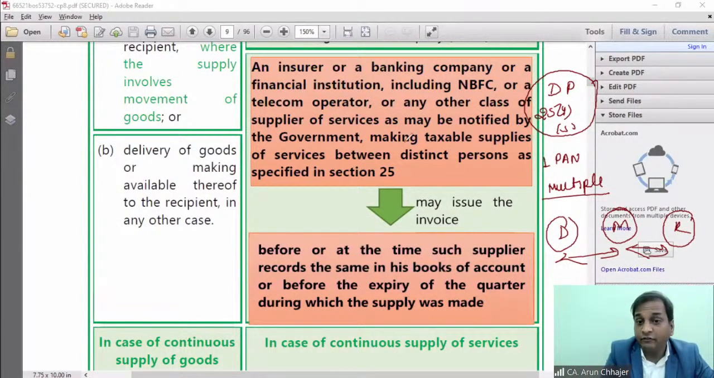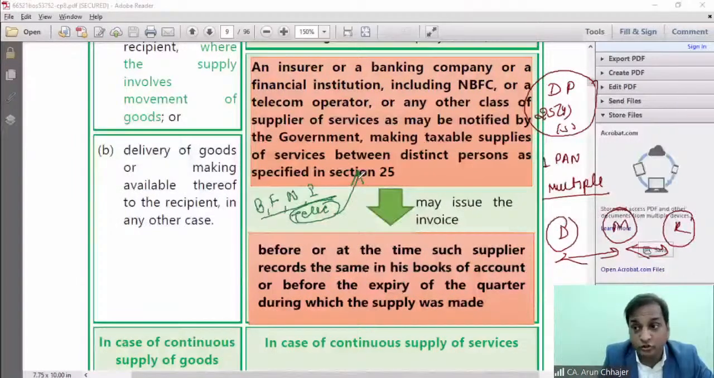Second point. Then what is the provision? So it is not applicable for every case. They are saying if it is a banking company, financial institution, NBFC, insurance and telecom. Telecom is new, additionally it is there in this clause.